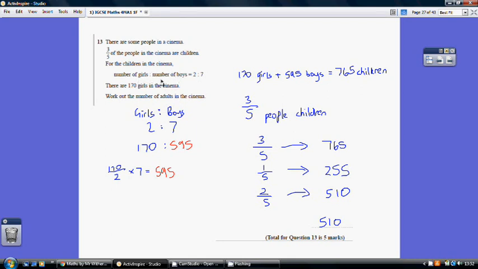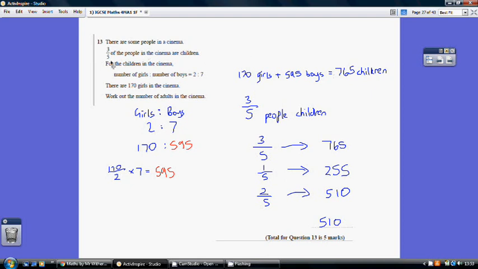We're told that the number of girls to the number of boys is 2 to 7, and yet there are 160 girls in the cinema. So if there are 170 girls, we need to follow this ratio 2 to 7. So how do we work out how many boys there are? Well, we can divide by 2, multiply by 7, meaning there are 595 boys. So the number of children in total is the girls plus the boys, which is 765 children.